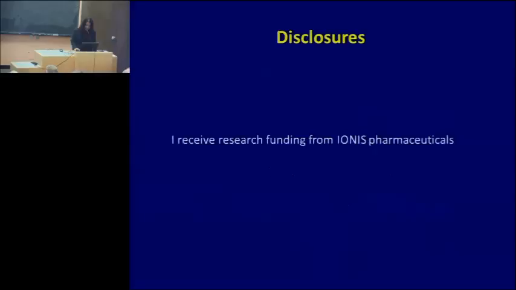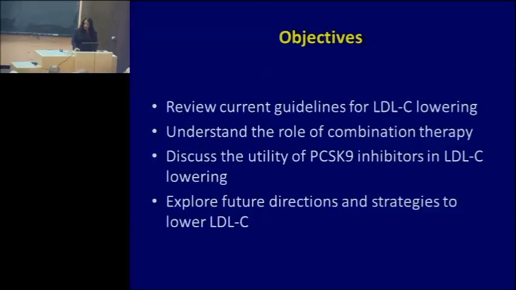So today we will review the current guidelines for LDL cholesterol lowering. We'll understand what the role of combination therapy in lowering LDL cholesterol is. And pertaining to that, we'll discuss the utility of the newly available PCSK9 inhibitors in LDL cholesterol lowering, and we'll explore future directions and strategies that are being pursued for lowering LDL cholesterol.